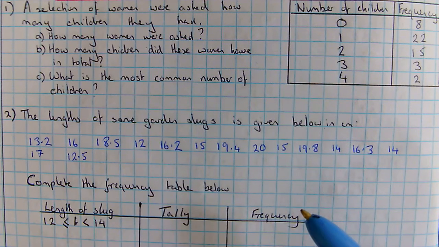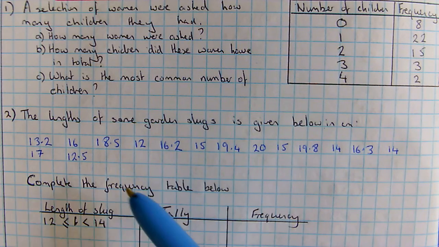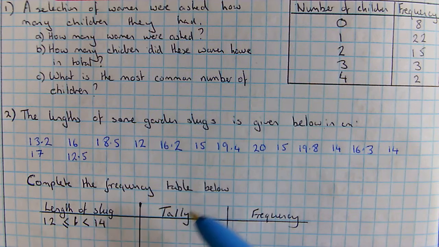For question 2, I'm asking you to do a frequency table like we did in the worked example. I've given you the length of some garden slugs. They're given in centimetres. I've completed for you the first class interval. I would like you to make sure you've got accurate second and third class intervals here. Fill in a tally table and work out the frequency. Okay, please pause the video now while you attempt that.